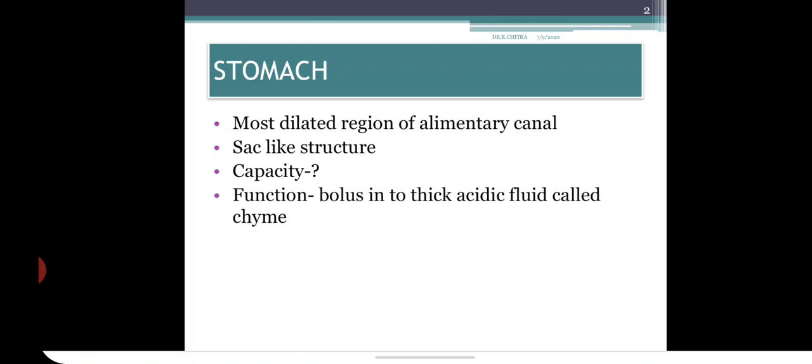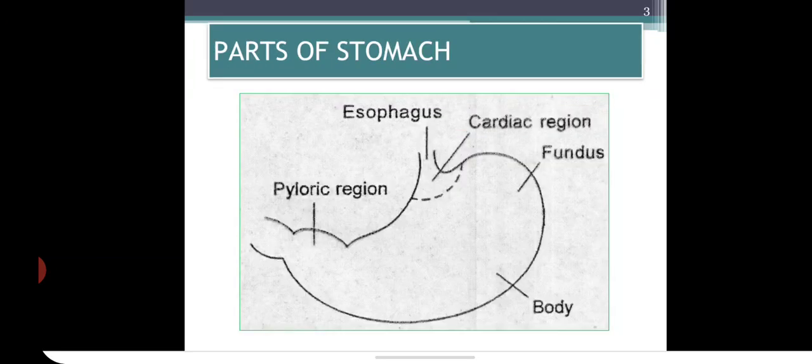The stomach is the most dilated part of the alimentary canal, and its capacity varies according to the age of the person. It is sac like. Parts of the stomach you should have learnt in gross anatomy: fundus, body, and pylorus, and two ends, cardiac end and pyloric end.